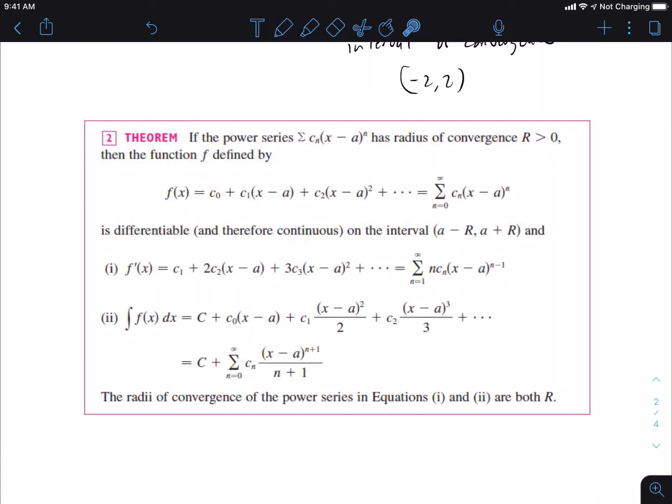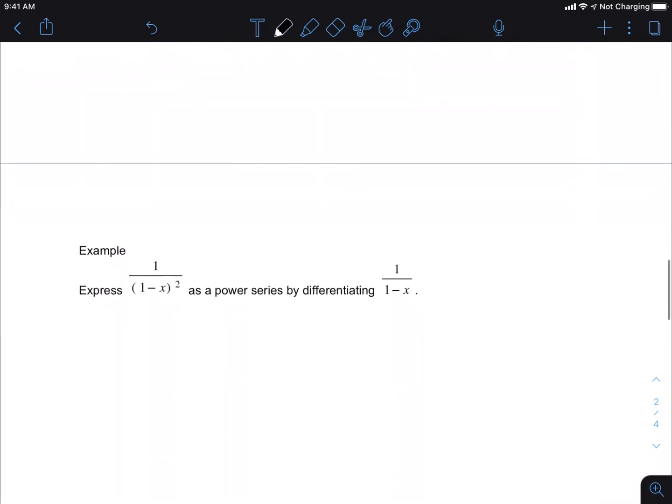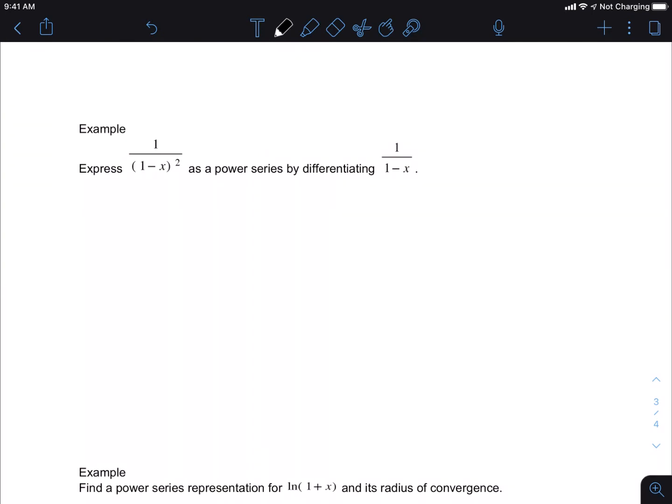So I'm going to use this theorem in the next couple of problems so that you can see how we use calculus to reason our way through these solutions. So here we go. All right, so in this example, they're saying to express 1 over the quantity 1 minus x squared as a power series by differentiating 1 over 1 minus x. But we know that the radius for this one already is r equal to 1, right? We've done it in previous sections, and so we know that the radius is equal to 1.